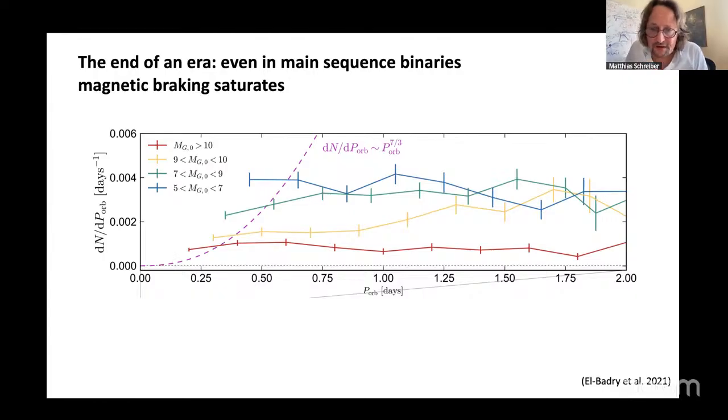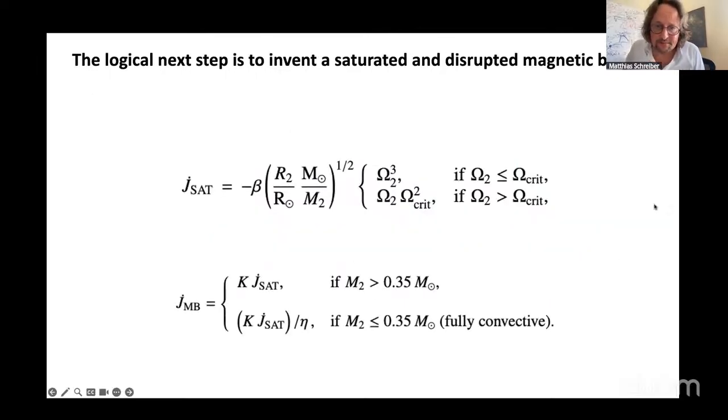The first thing we did was just take one of these saturated magnetic braking prescriptions. The details do not matter here. Just below you see this is a saturated prescription. It doesn't matter what all the variables are. Most of them are obvious. And then we just included a boosting factor, because we need stronger magnetic braking for partially convective stars.